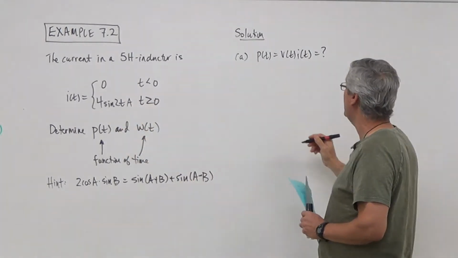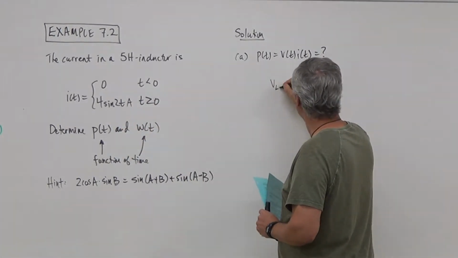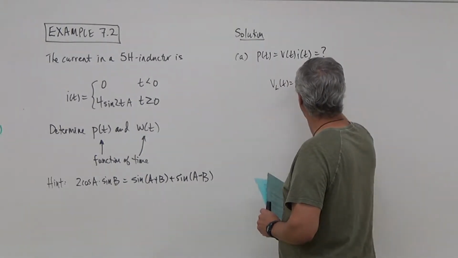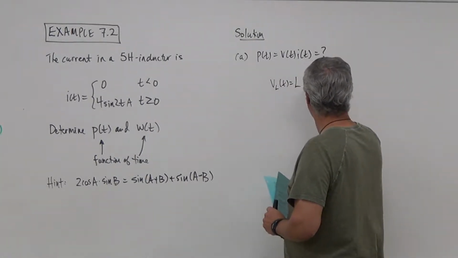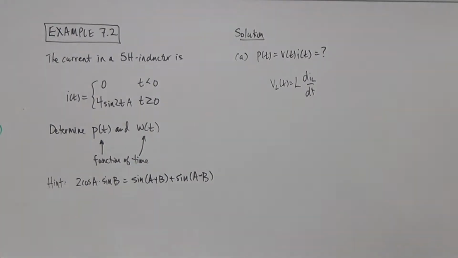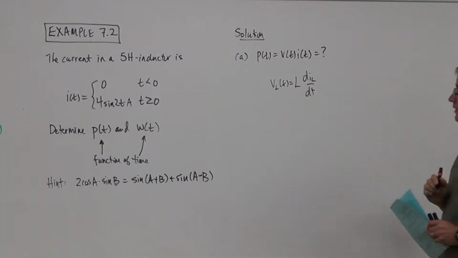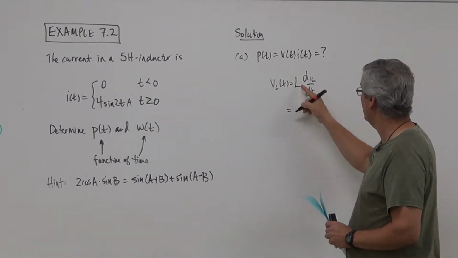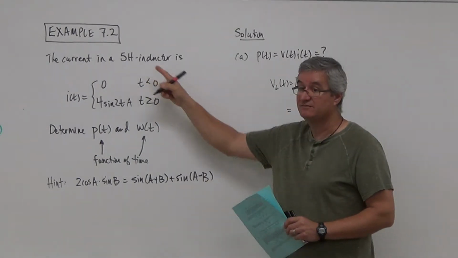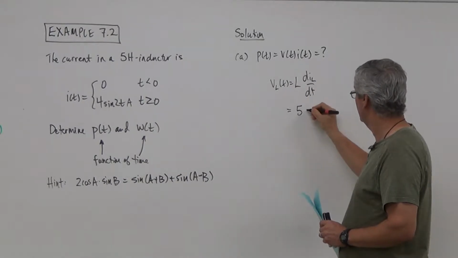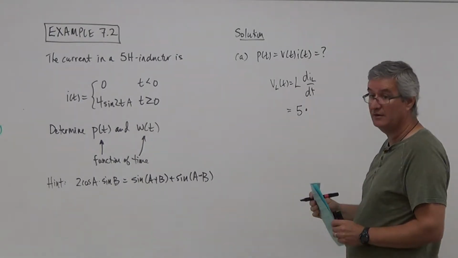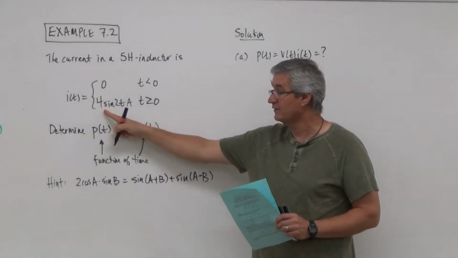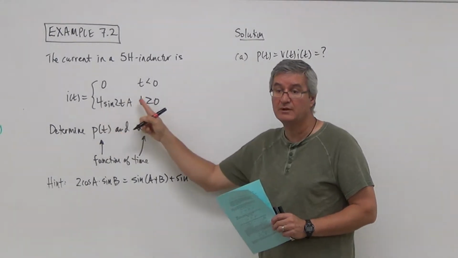If I look at this power here, you can see that the voltage of the inductor has to be this right here. And so I'm really taking the derivative of this term. So what's my inductance? It's 5 Henry. Now let's take the derivative of this. You can see that I have a 4 here. That's a constant, so I'm going to pull it out.